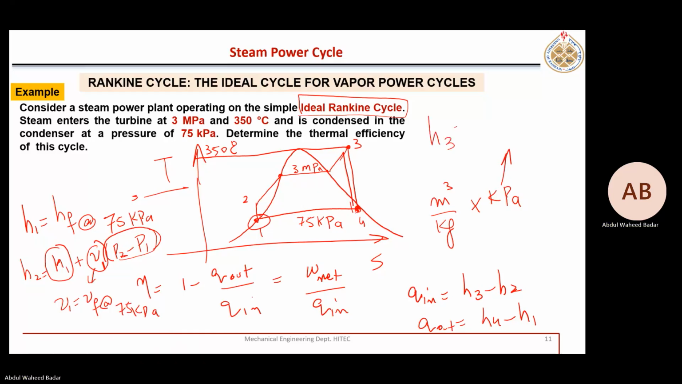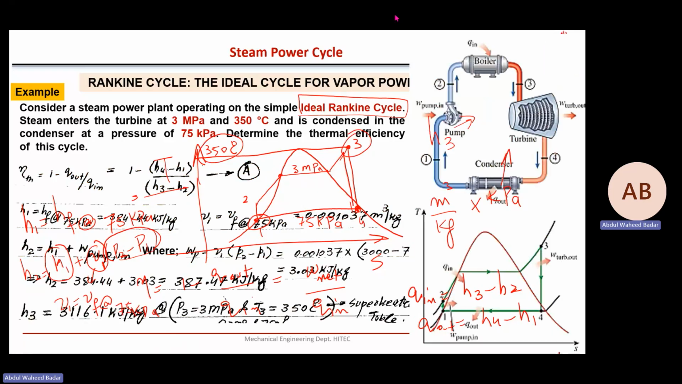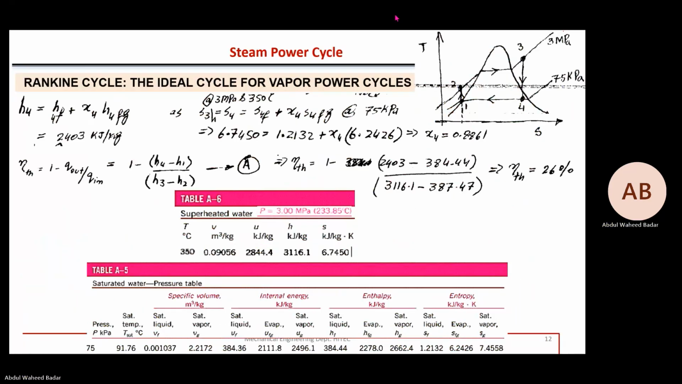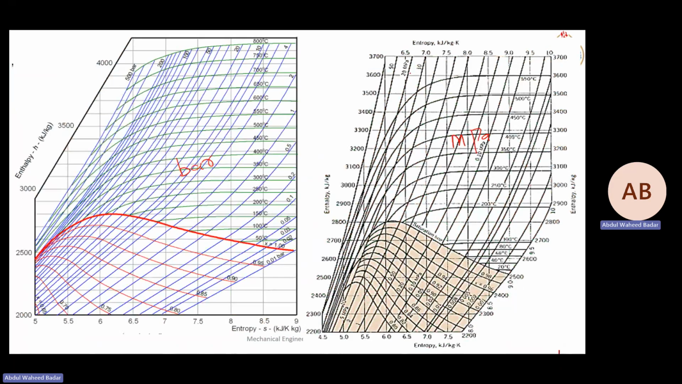H3 from the HS chart at 350 and 3 megapascal. Let's see in that chart. 350 and 3 megapascal, can we trace it easily or not? Three megapascal, 350. Here is megapascal. This chart is giving us megapascal directly, or convert it into bar. 1 bar is equal to 10 to the power 5 pascals. Okay. How much was 3 megapascal?